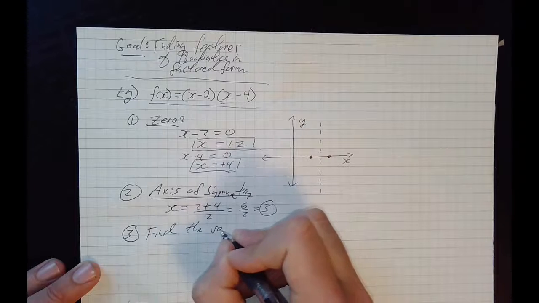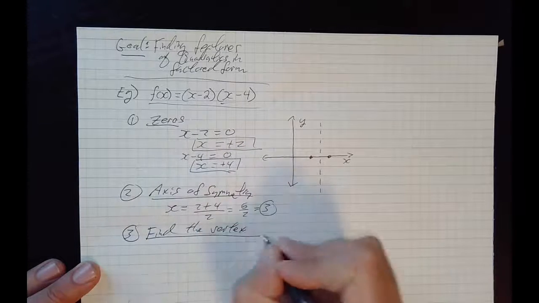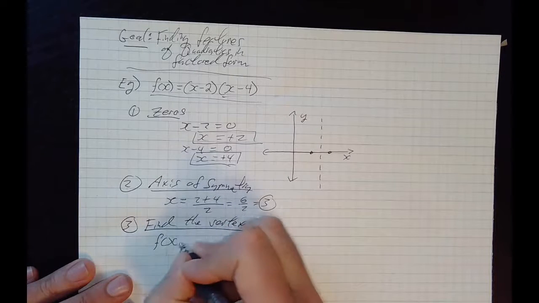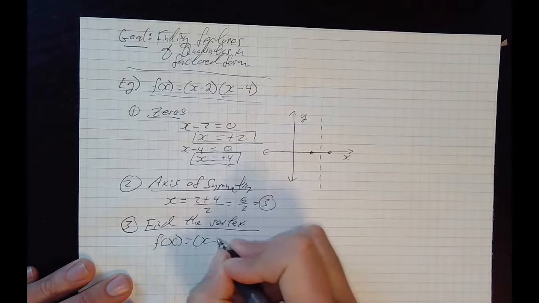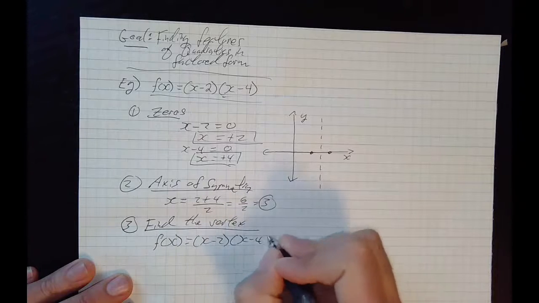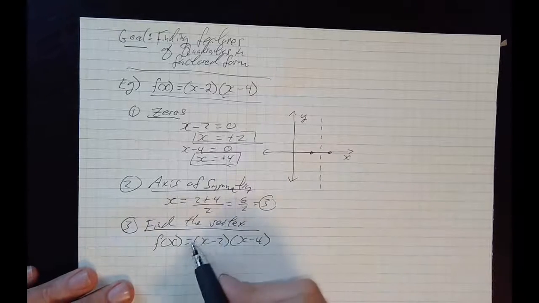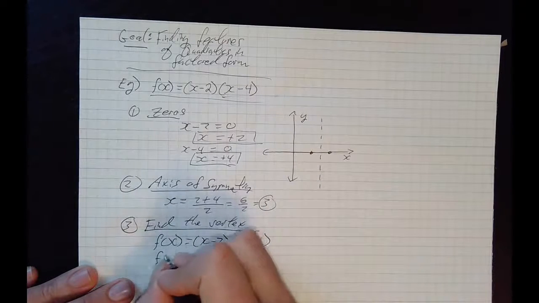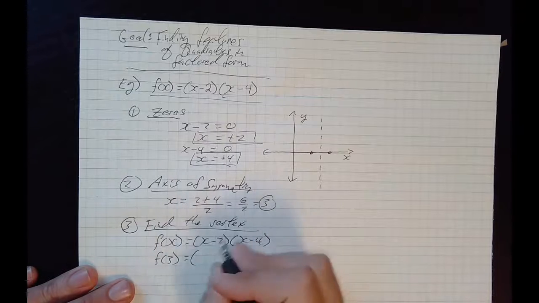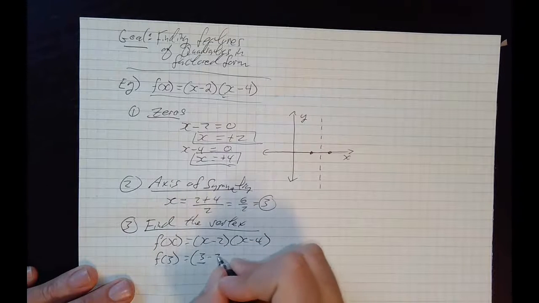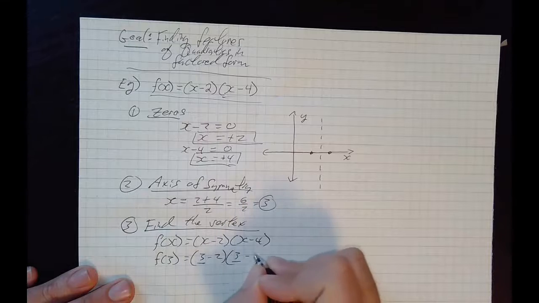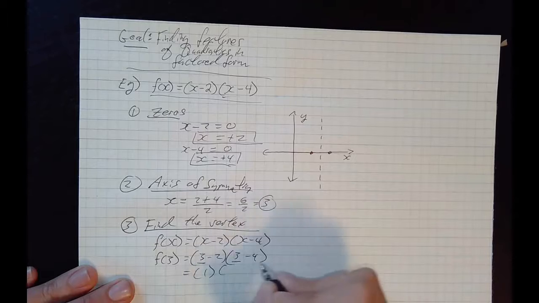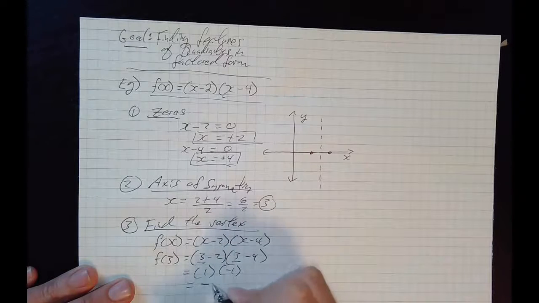Step 3, I'm going to find the vertex. All right, so to find the vertex for this one here, I know that f of x is equal to x minus 2 times x minus 4. And I know that the vertex happens on that axis of symmetry when x is equal to 3. So that's going to be f of 3. And that's going to be wherever I see x, I replace it with 3. All right, so that's going to give me 1. It's going to give me negative 1. And I get negative 1.